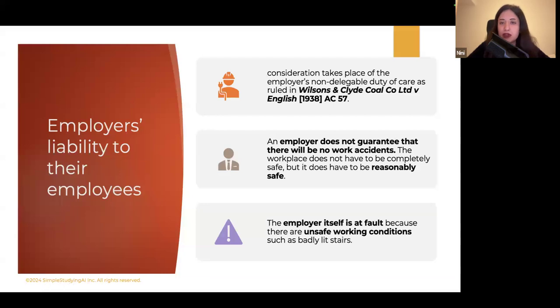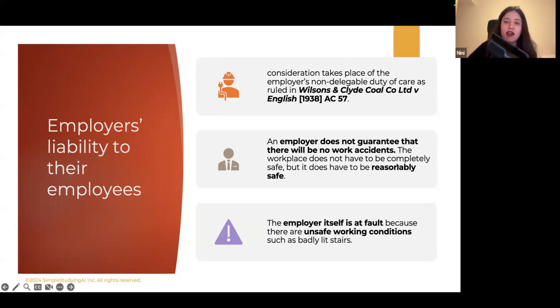Employers' liability to their employees. Consideration takes place of the employer's non-delegable duty of care as ruled in the case of Wilson. So when you cite this principle that employers have a non-delegable duty of care towards their employees, you have to cite the cases as well to support those claims. And make sure that you cite the relevant cases for every single principle.